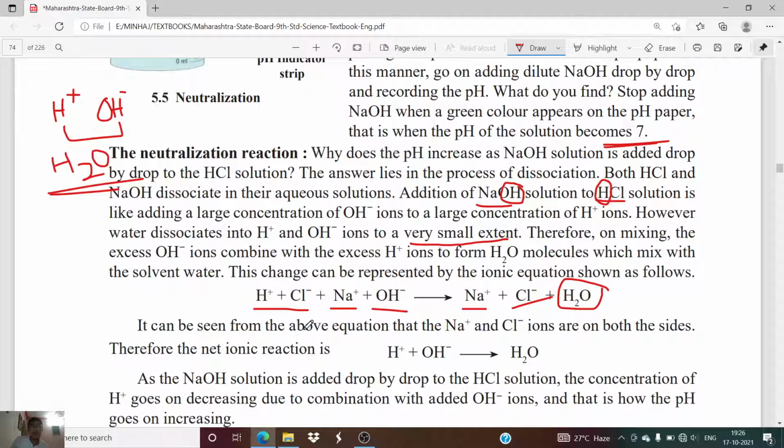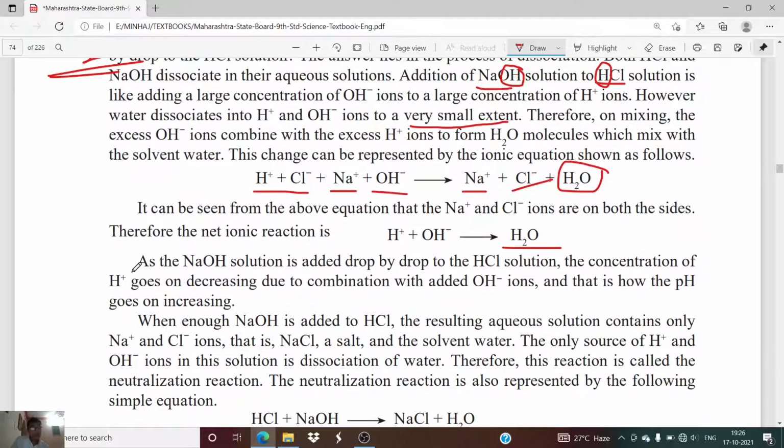It can be seen from the above equation that the Na plus and Cl minus ions are on both the sides. Therefore, the net ionic reaction is H plus and OH minus ions giving H2O. As the NaOH solution is added drop by drop to the HCl solution, the concentration of H plus goes on decreasing due to combination with added OH minus ions, and that is how the pH goes on increasing. So when the value of H plus decreases, the pH value increases.